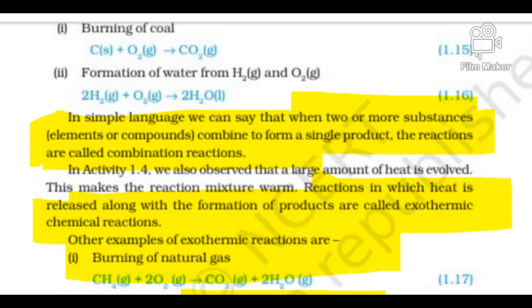These reactions are called combination reactions, and mostly these reactions produce heat and make the mixture warm. So these are called exothermic reactions. We have commonly observed in the burning of a candle or paper or anything else, a lot of heat is evolved. So this is a good example of an exothermic reaction.